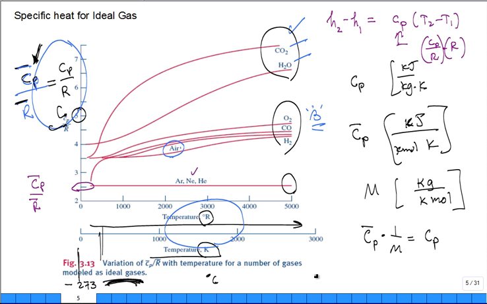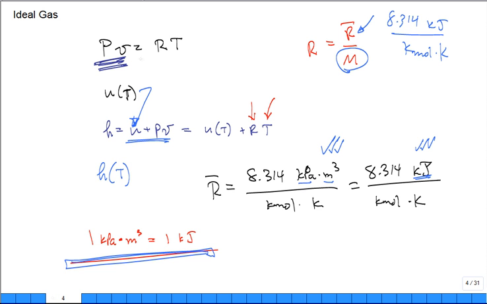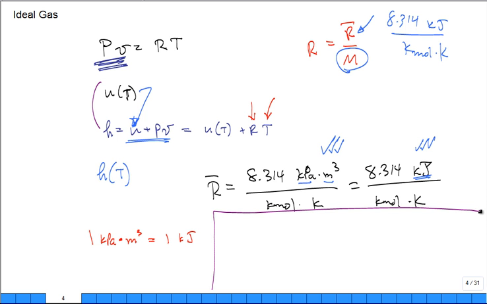How about this? Oh no, I wanted U2 minus U1. Well, it's C sub V times T2 minus T1. Did I cover that? What is the relationship between C sub P, C sub V, and R? Where did this come from? It's just a relationship between two properties and another property, C sub P and C sub V, for a true ideal gas. Okay, how do we get this equation?